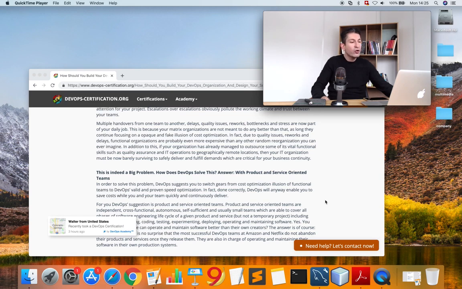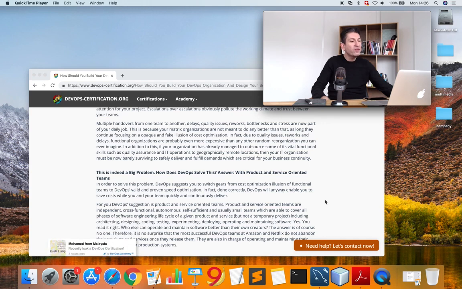as long as they delay, functional organizations are probably even more expensive than any other random reorganization you can ever imagine. In addition to this, if your organization has already managed to outsource some of its vital functions such as quality assurance and IT operations to geographically remote locations with time zone differences and everything, then your IT organization must be barely surviving to safely deliver and fulfill demands which are critical for your business continuity. This is actually a big problem.